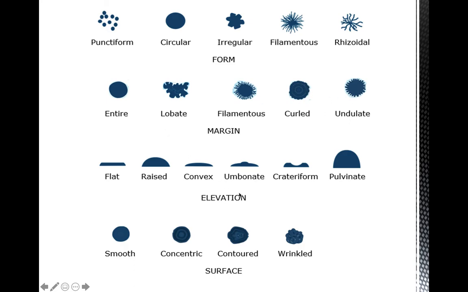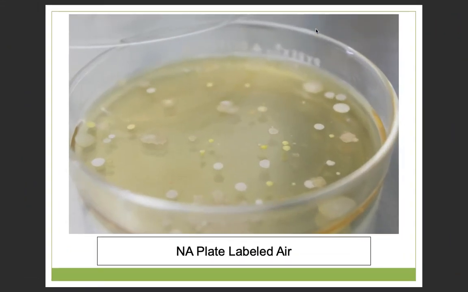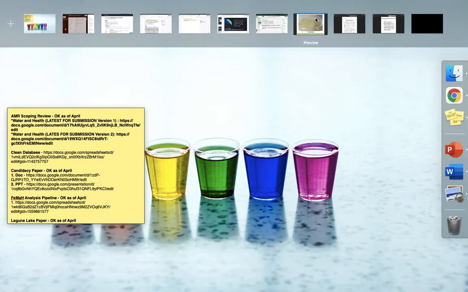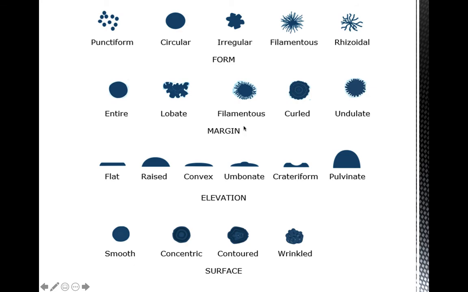Then for elevation, actually elevation is something that you cannot perform in a virtual setup. You cannot assess it, rather, using a virtual laboratory, because how would you look at the side of the colony? The ones that I just prepared are only top pictures, so we don't have a side profile of the colony. So you cannot really assess elevation. But in a face-to-face setting, it is very important that we assess this feature. Then we have surface as well, whether it's smooth, concentric, or wrinkled.